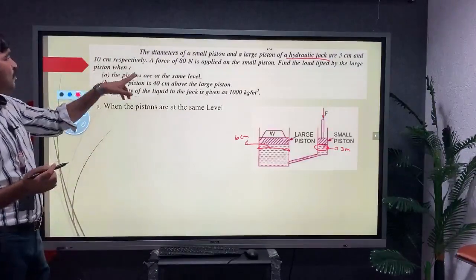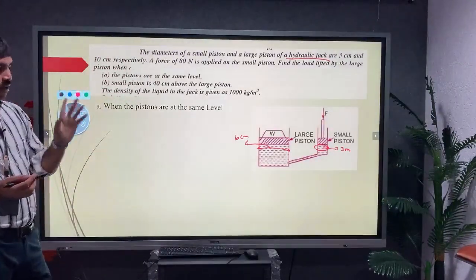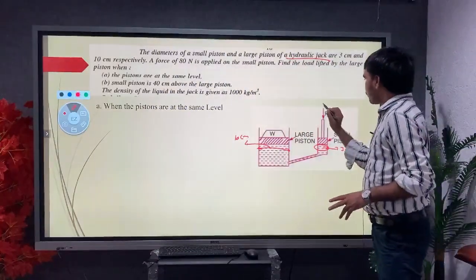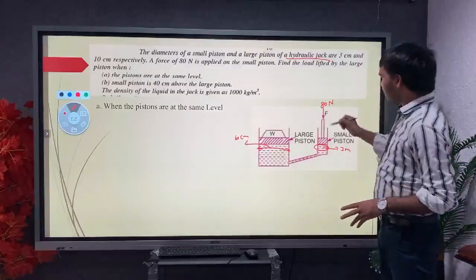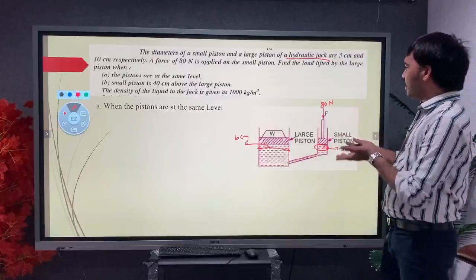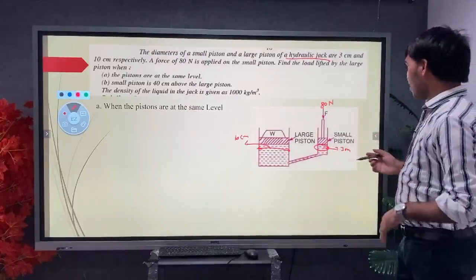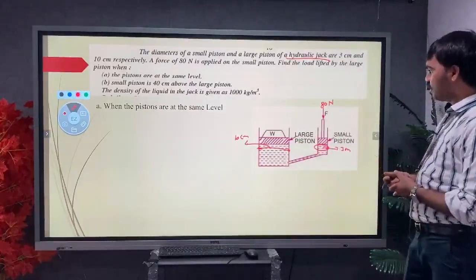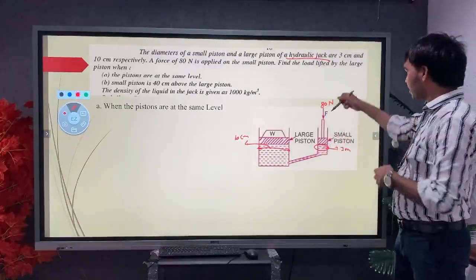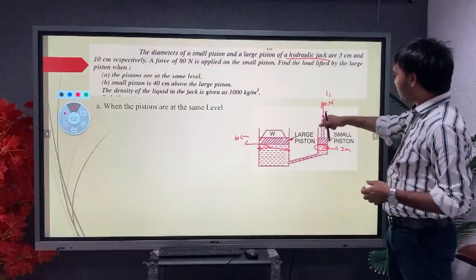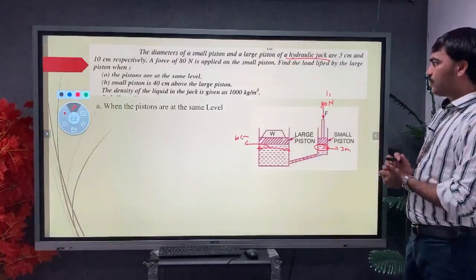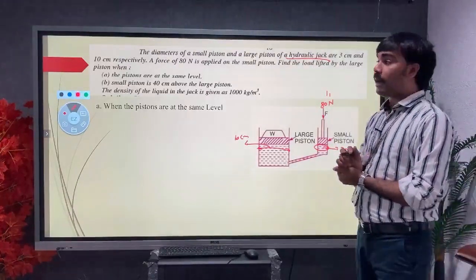Okay. A force of 80 newtons is applied on the small piston. So find the load lifted by the large piston. Okay, the question is, there is a hydraulic jack with two pistons, one large and one small. When we apply an 80 Newton force on the small piston, how much weight can the large piston lift? This is one of the applications of Pascal's law.